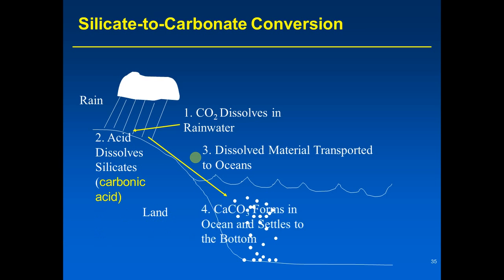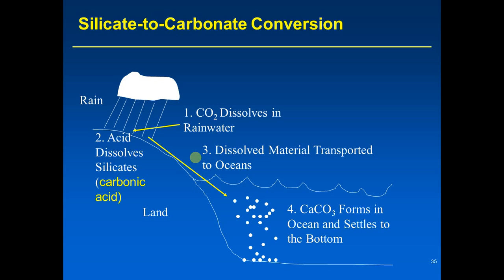And then number 4 here represents the third phase of the silicate to carbonate conversion process, the precipitation phase, or the formation phase. Calcium carbonate, CaCO3, I think I said Ca2, correction, it's CaCO3, forms in the ocean, shown by these beautiful filled in circles, and settles to the bottom. And that forms calcium carbonate. So we went from a silicate rock to a carbonate rock. And as simple as it looks on this figure, this takes hundreds to millions of years.